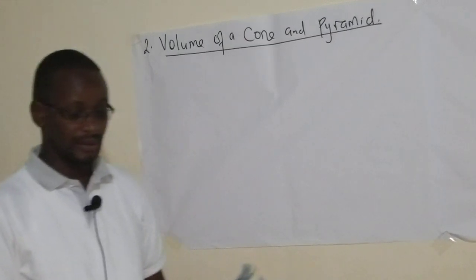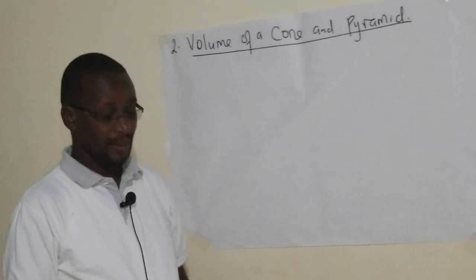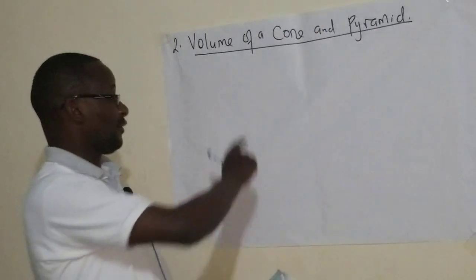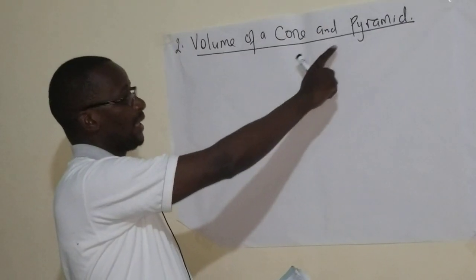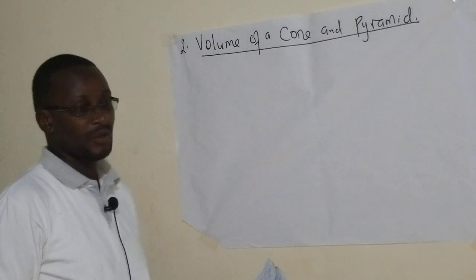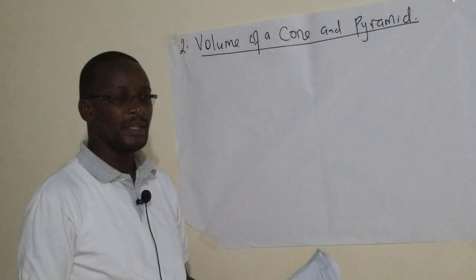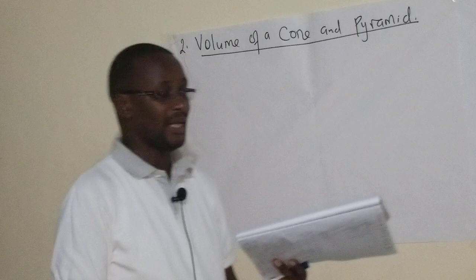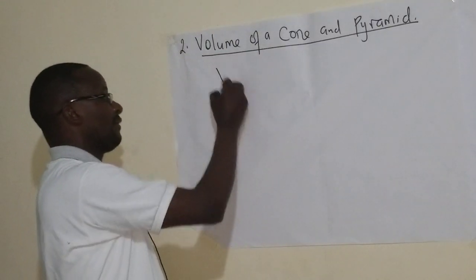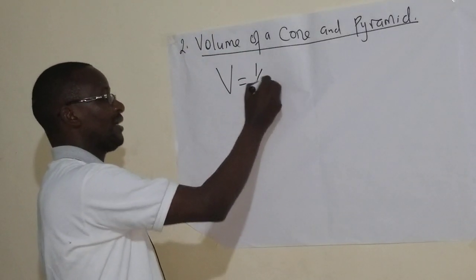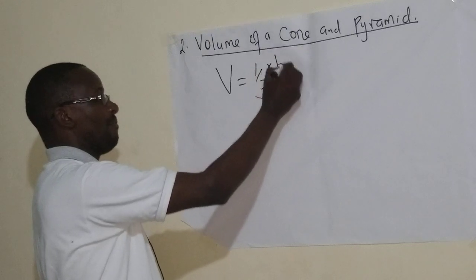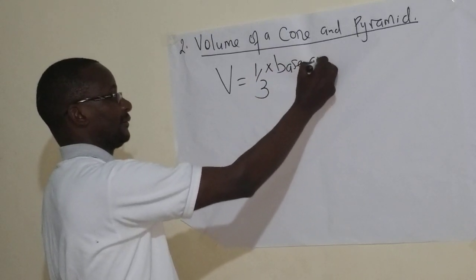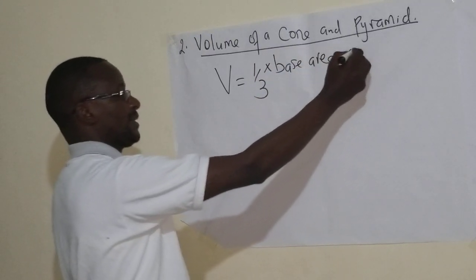As we had looked at the introduction, we are going to look at the volume of cone and pyramid. The reason why we are combining these two is because they have the same formula of getting the volume. And the formula is the volume V is equals to a third base area times height.